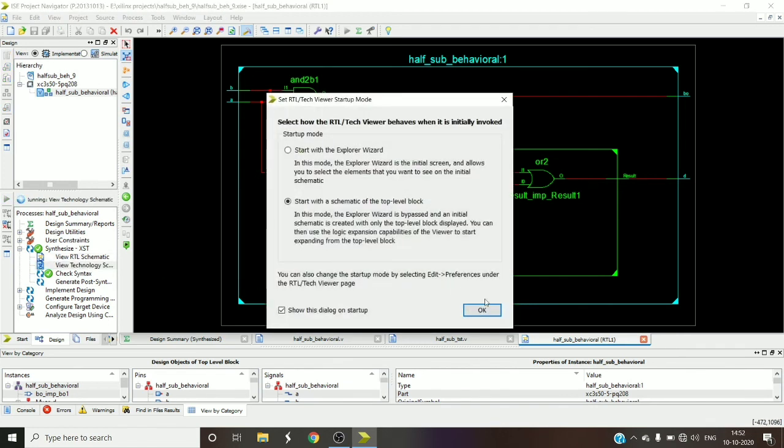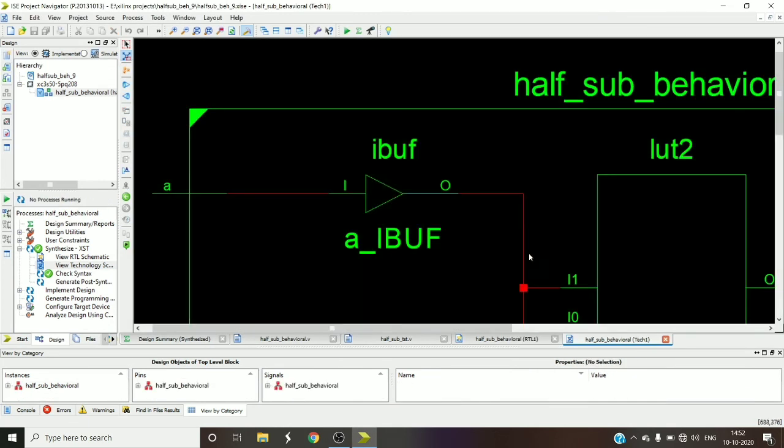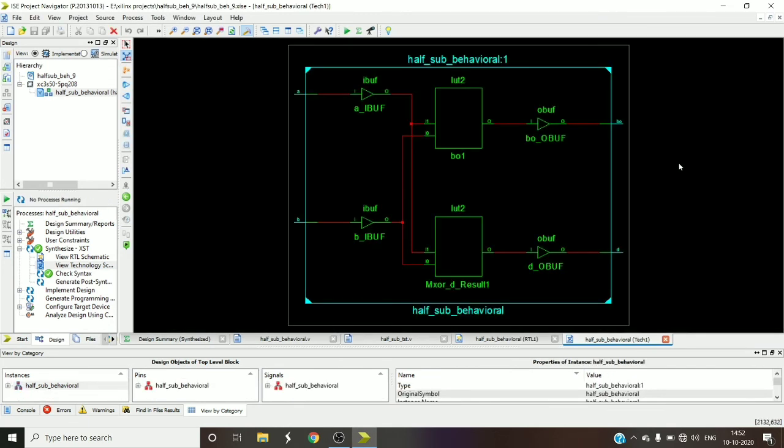Let us also check the technology schematic. That would be in the form of lookup tables, since we are targeting the family of FPGA board. So that's why the technology schematic implementation would be in the form of lookup tables and input output buffers, because they are called as restoring logics to restore the data. Input output buffers will be directly allocated in the synthesis.